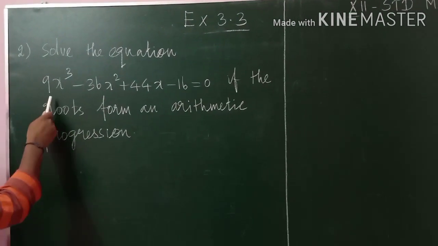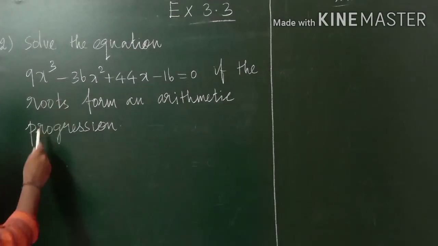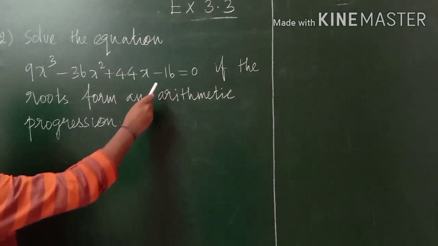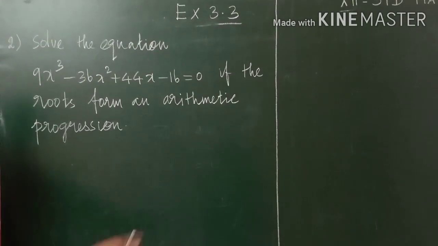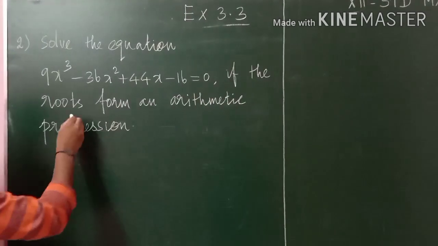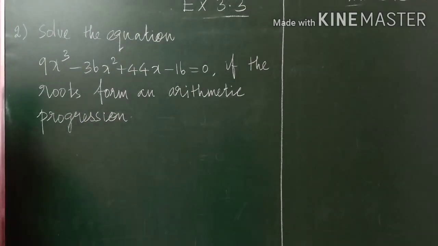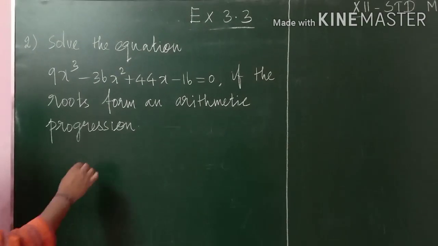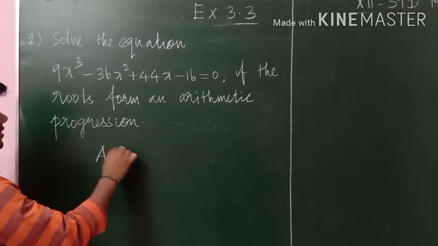Exercise 3.3, second question. Solve the equation 9x cube minus 36x square plus 44x minus 16 equal to 0 if the roots form an arithmetic progression. So what is arithmetic progression? In short we will say AP.